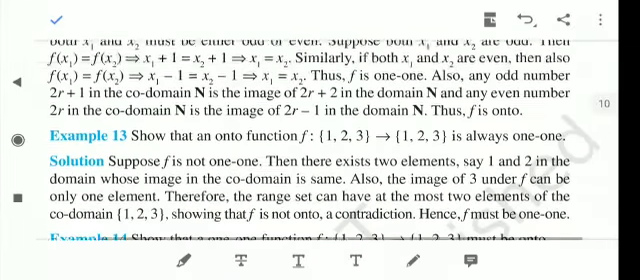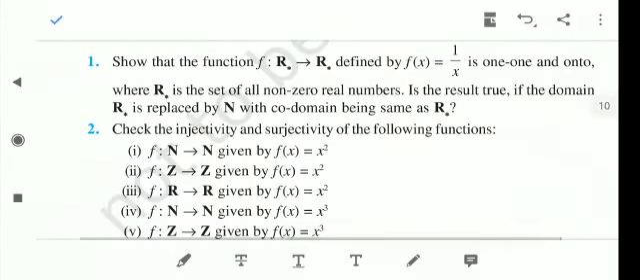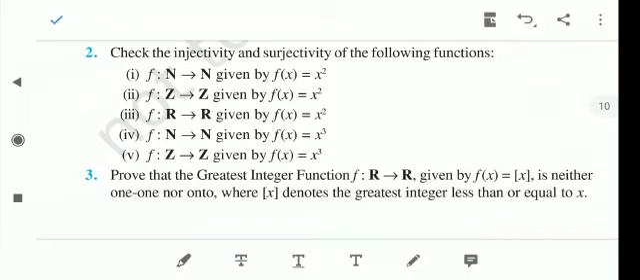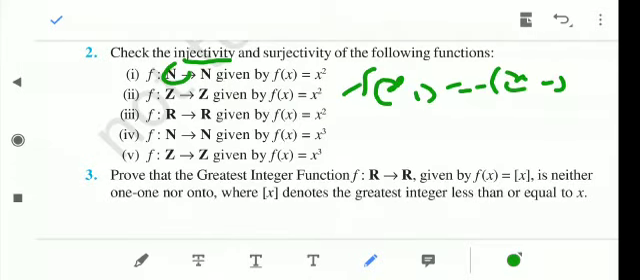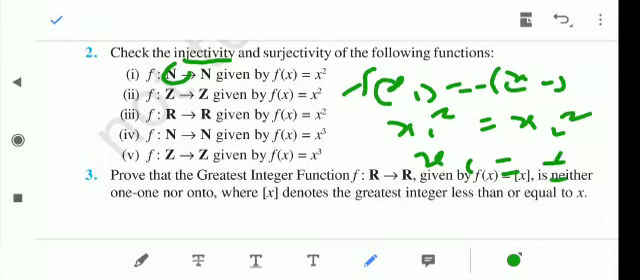Now look at one more example. Let's look at question number 2. First part, f: N to N, f(x) equal to x square. Let us verify the injectivity. Let us take two elements x1, x2 belonging to the domain N of the function such that f(x1) equal to f(x2). So here x1 square will be equal to x2 square, and here x1 equal to plus minus x2. So x1 is no longer equal to x2.